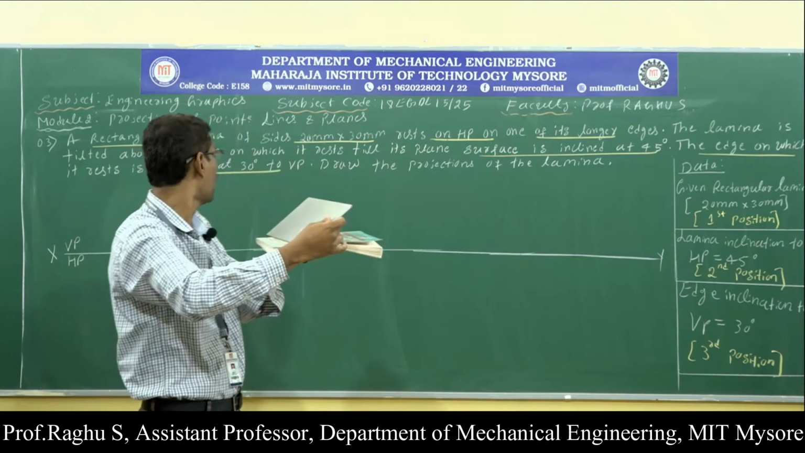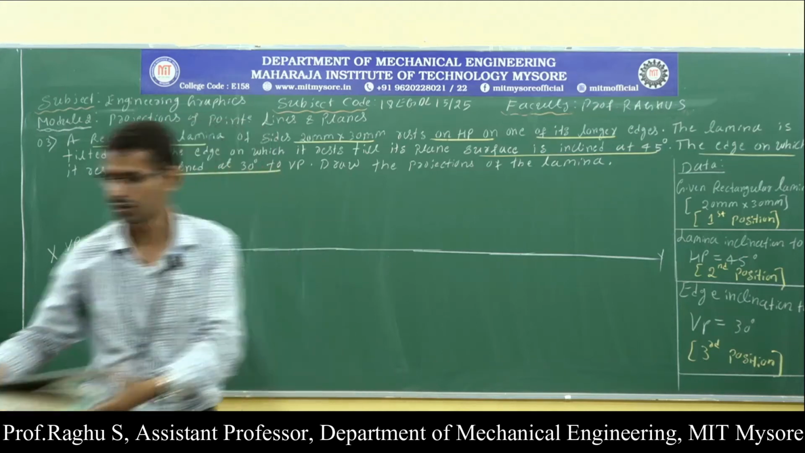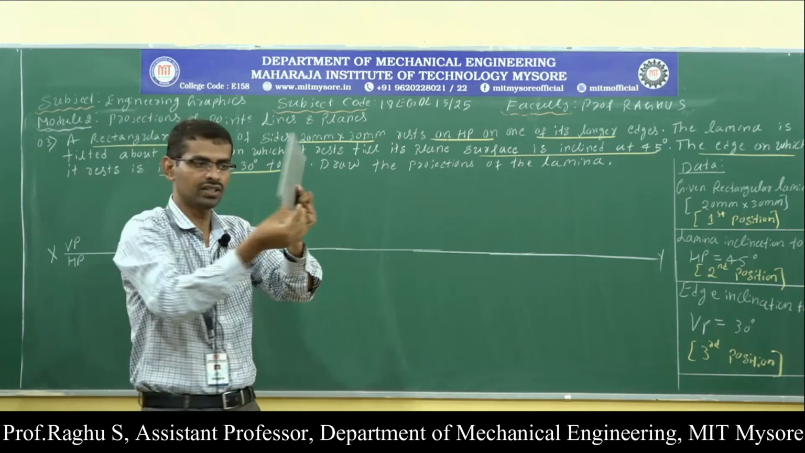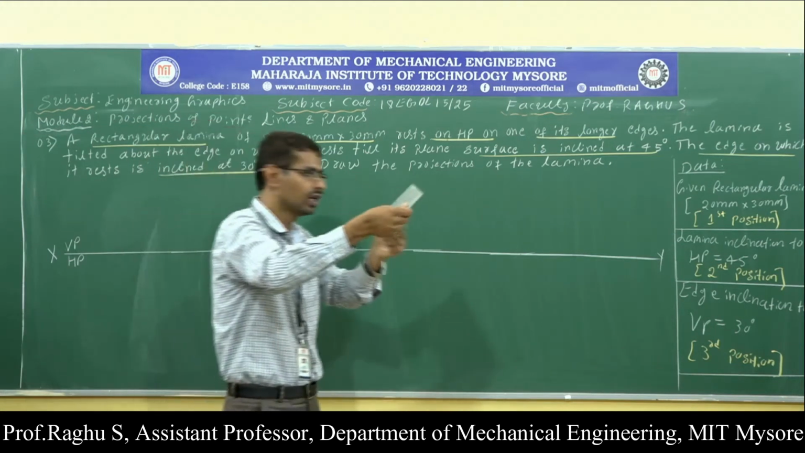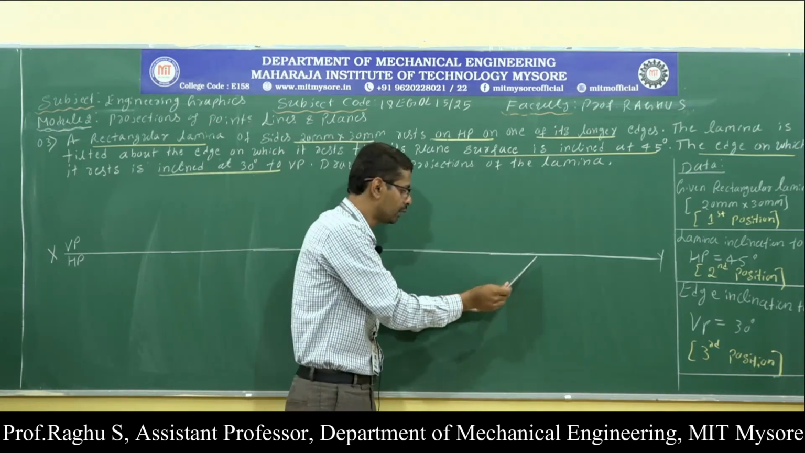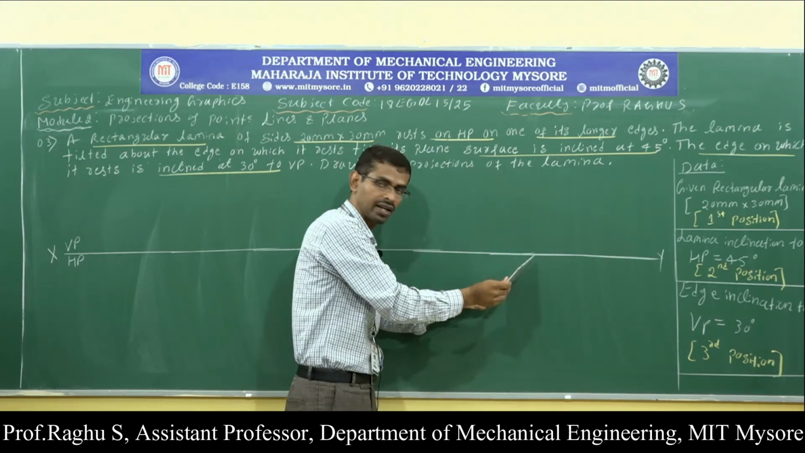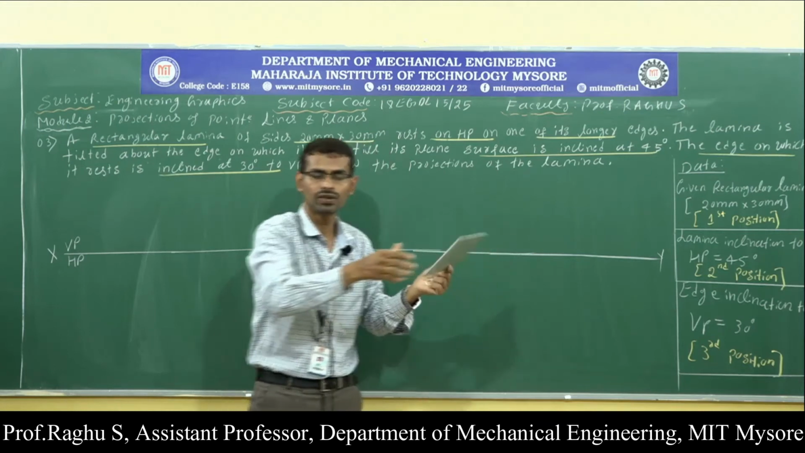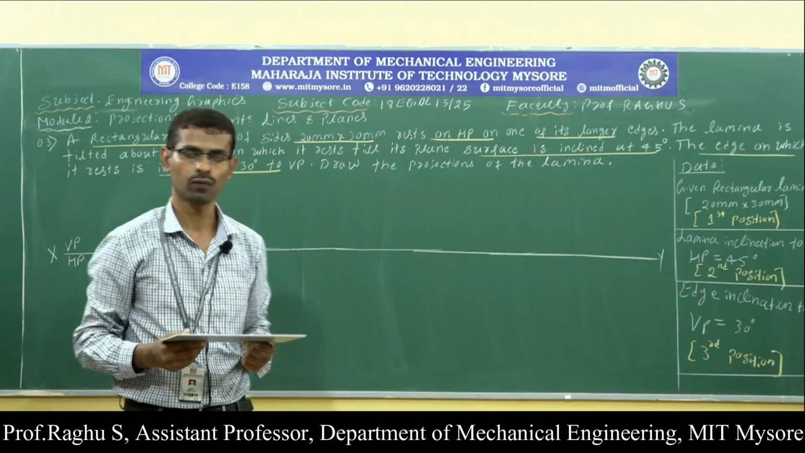Now the edge on which it rests, so this is the resting edge. This is the resting side, the left side edge. This edge makes an angle of 30 degree with respect to VP. Now this edge is inclined with respect to VP. Now in this position I am going to write the top view and front view.